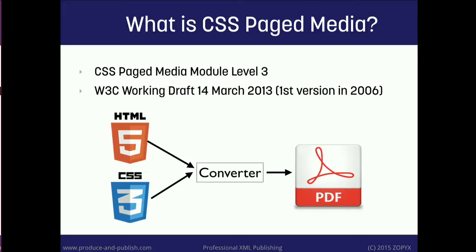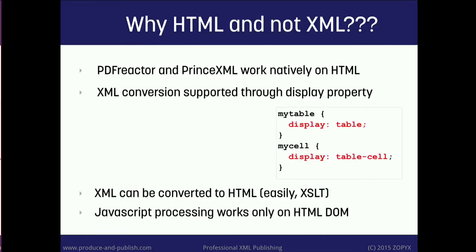So what is CSS Paged Media? Basically, it's a standard or a draft of the W3C working group. It's basically, you have your content as XML or HTML. You take the CSS for styling, as you do it with web pages in browsers since 10 or 15 years. Then you throw both into a converter, and at the end, you get a PDF. That's the basic idea of CSS Paged Media. I was talking about HTML, but not XML. I'm at the XML conference, so I'm talking about HTML.